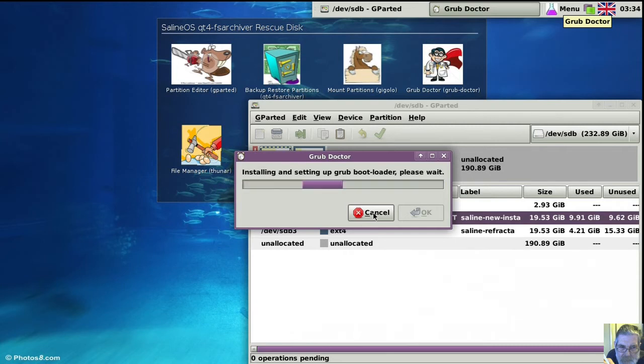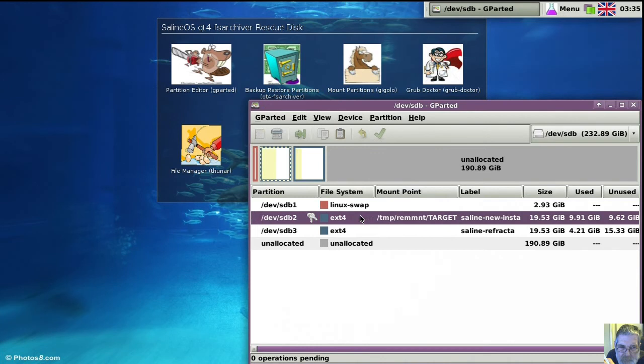That's booting up from the B drive, but saving to the MBR on the SDA drive. Oops, made a mistake there. Anyway, that's just about it, I think.